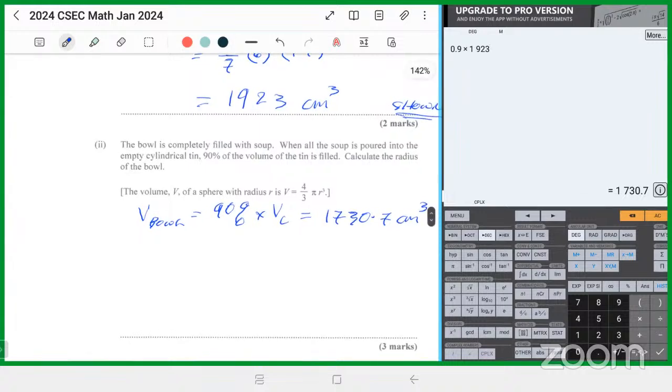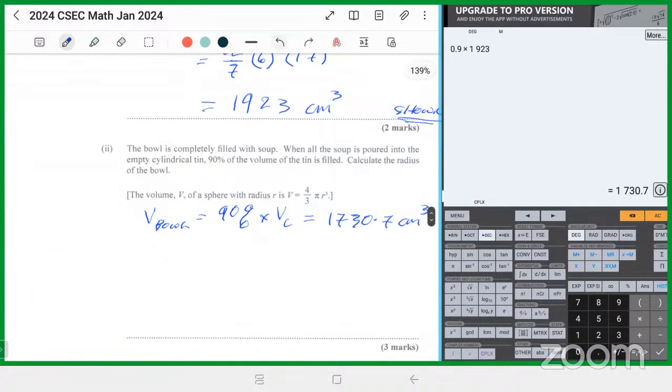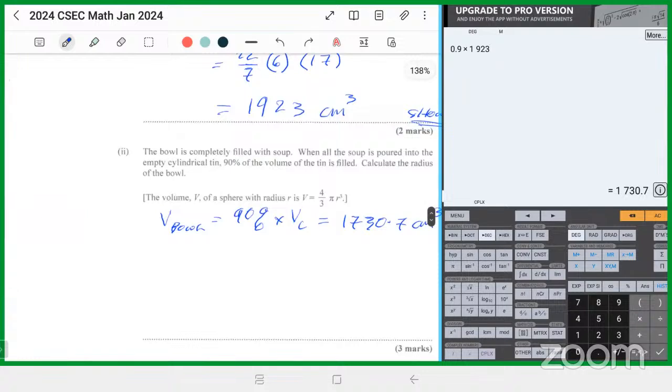All right. The question is asking us for the radius of the bowl. So we have to use that information that we have. Because what is the volume of the bowl? Now, the bowl is a hemisphere. They have given us the formula for the volume of a sphere. That's a full sphere, so a hemisphere is half of this. So the volume of a hemisphere, let's call it H for hemisphere, which is the bowl, is half the volume of a sphere.